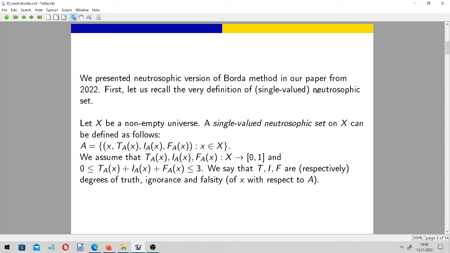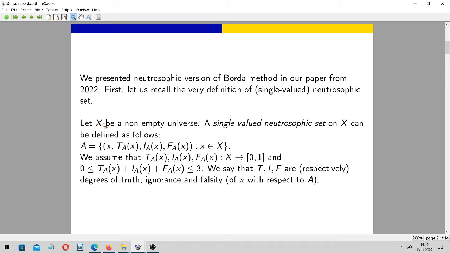Single-valued because, as maybe you know, the most general definition of Neutrosophic sets presented by Smarandache is connected with the whole concept of non-standard analysis and non-standard subsets of the 0-1 closed interval. But the most typical and the most practical approach is the one which is called single-valued.